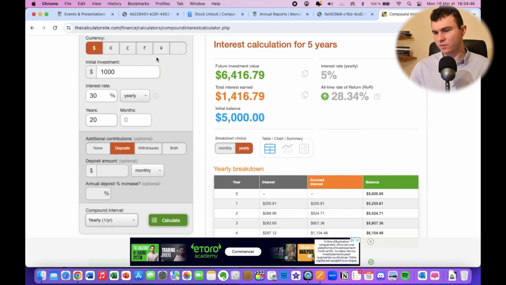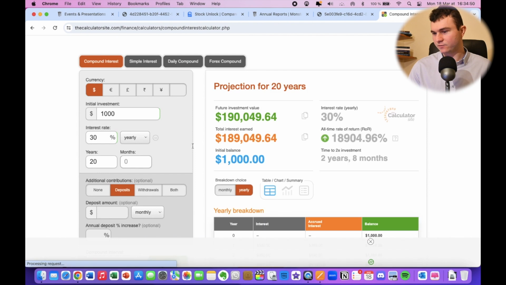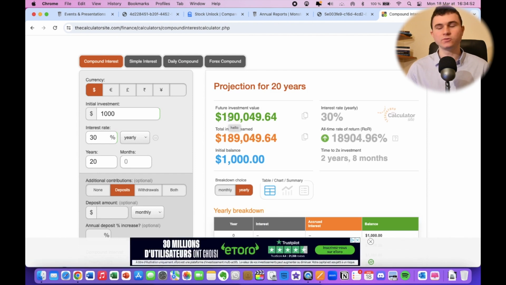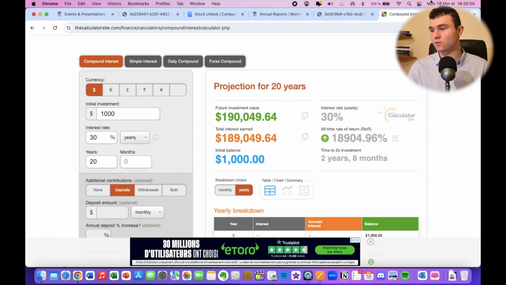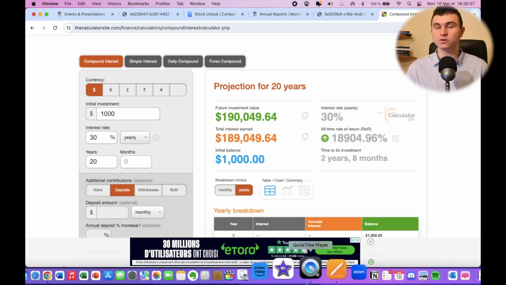Let's say you had invested $1,000, 30% per year for 20 years. You would have almost $200,000. So that's a lot. And that's the beauty of investing. Sometimes you just find a good business and you just enjoy the ride. So it's a 200x over 20 years.